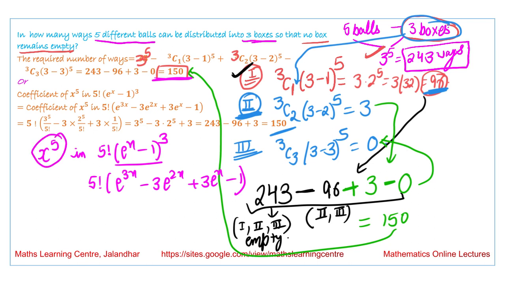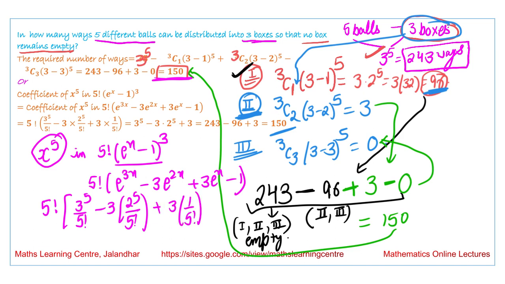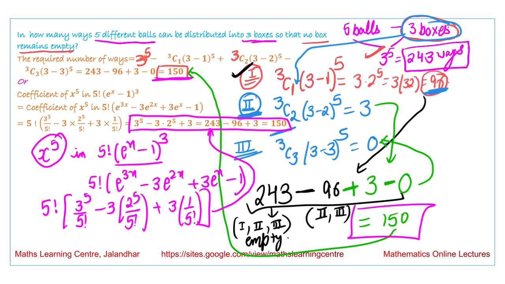So if we look at the coefficient of x raised to the power 5, it is 5 factorial [3 raised to the power 5 by 5 factorial minus 3 into 2 raised to the power 5 by 5 factorial plus 3 into 1 by 5 factorial]. On solving these terms, the final answer we obtain, again, is 150. So you can directly apply this formula or you can use this result to find the answer in this case.